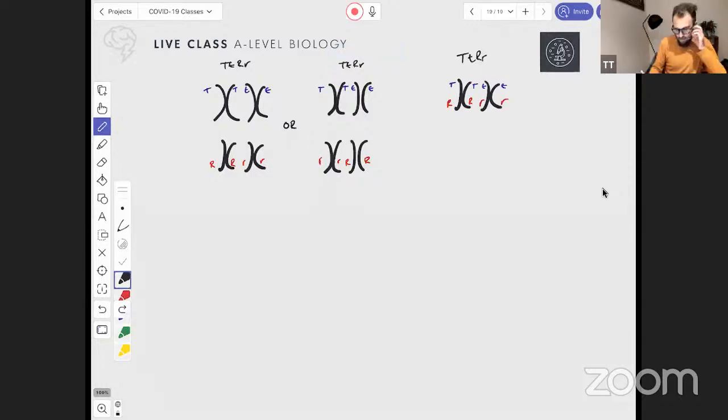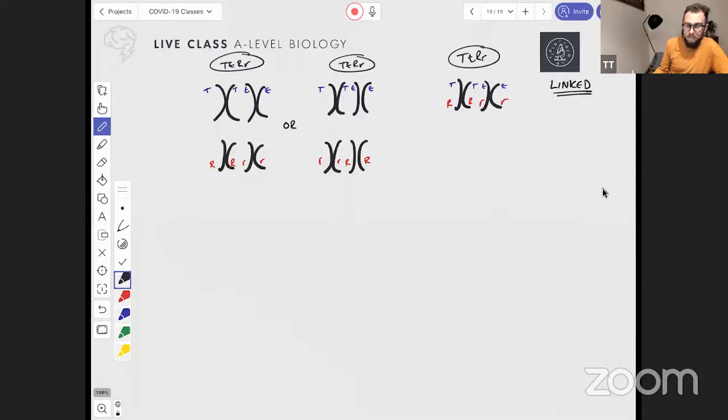Okay, so this is what I've drawn over here. We've got linked our T and our R. All the genotypes here are big T, little t, big R, little r. The difference is when they're not linked. So I've drawn my big T, little t, big T, little t. So these are the same.